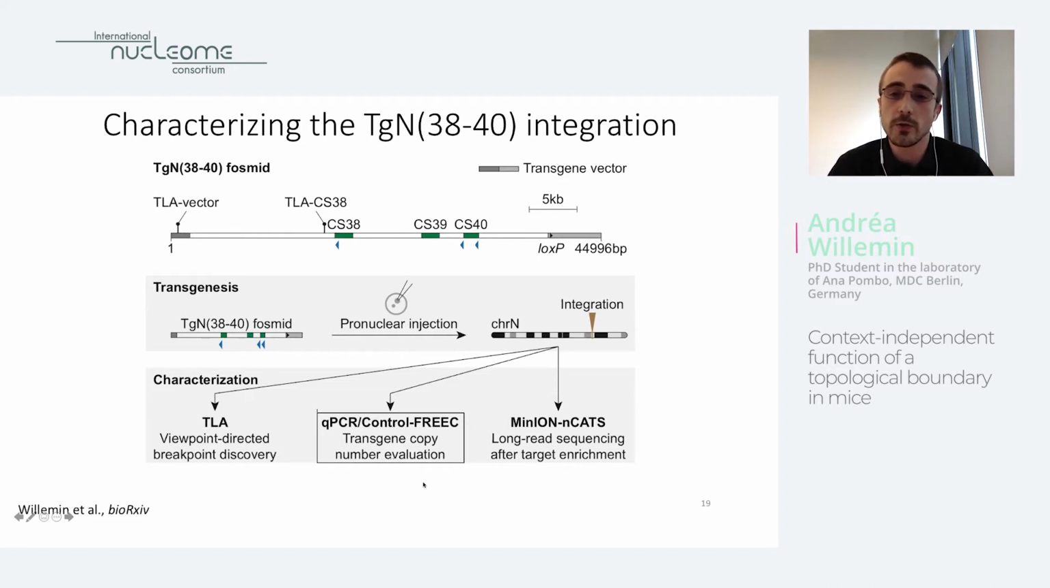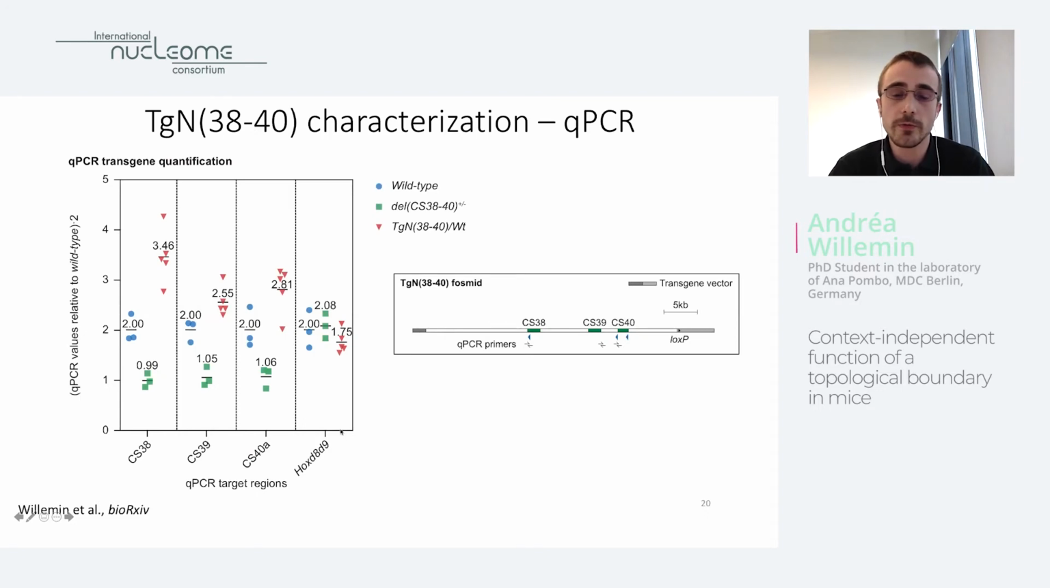And to make it short today, I'm going to skip the control freak part and present you the results we obtained for the qPCR only. So we performed qPCR on genomic DNA samples of 3 different genotypes: wild type, heterozygous for a deletion of the endogenous region CS3840, meaning had the HoxD, and samples that were heterozygous for our integration.